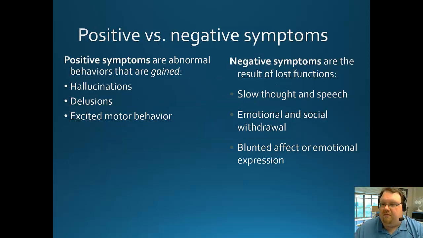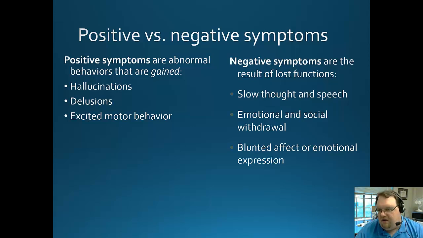There are two types of symptoms. There are positive symptoms and negative symptoms. So positive symptoms are symptoms or behaviors that are gained, that are additional to what people typically have. So these are things like the hallucinations, the delusions, and perhaps excited motor behavior. Now there are also negative symptoms, which are the loss of function or a reduction of functions that people typically have. So this can be slowed thought and speech, emotional and social withdrawal, and a reduced level of affect.